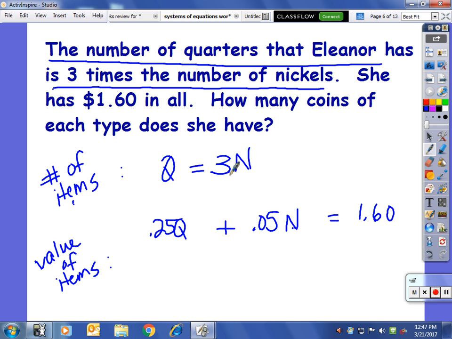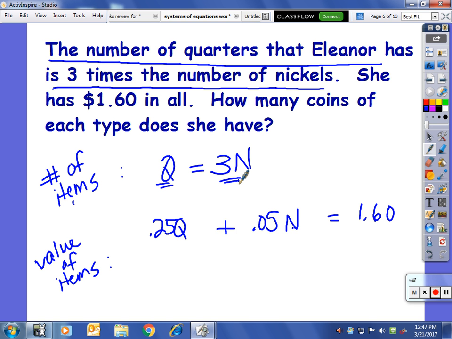I would probably do substitution on this. I like addition, usually the addition-elimination method, but this is absolutely set up for substitution. If Q equals the same thing as 3n, wherever I see a Q, what could I put? 3n. But before I do that, I want to talk about the bottom equation. You don't have to do this if you don't want to, but I like to work with whole numbers if I can. So I chose to multiply the whole equation by 100.